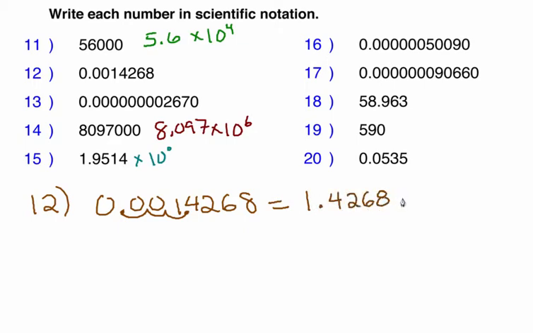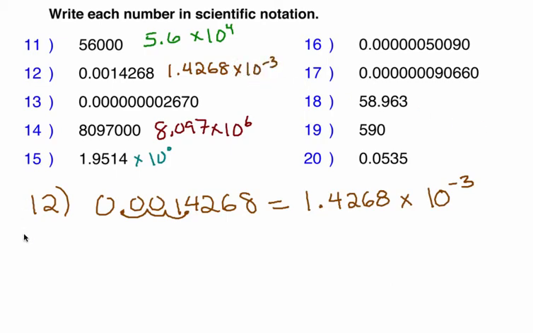1.4268. And how many times did we move the decimal? Well, we moved it 3 times. But because we moved it 3 times to the right to get 1.4268, in order to get back to standard form, we'd have to divide by 10 3 times, okay, which means that we need to write a negative 3 as our exponent for the 10. So this comes out to 1.4268 times 10 to the negative 3.